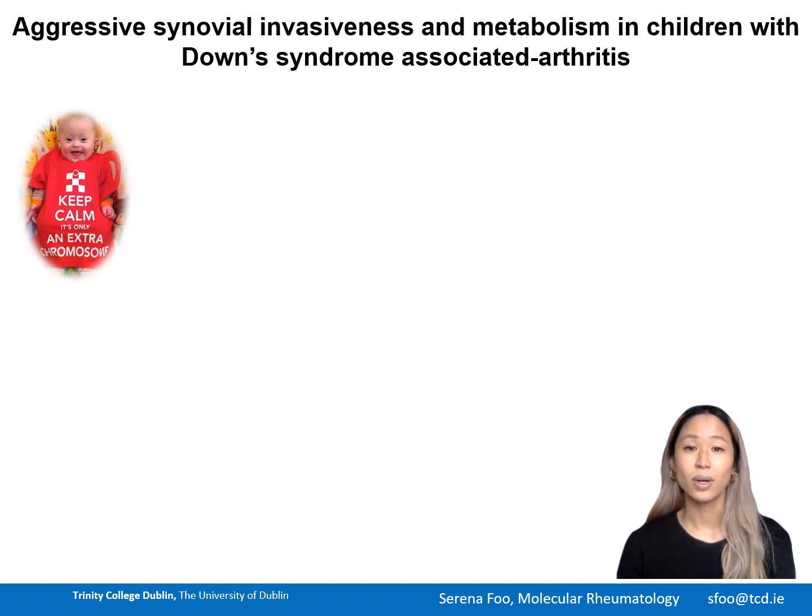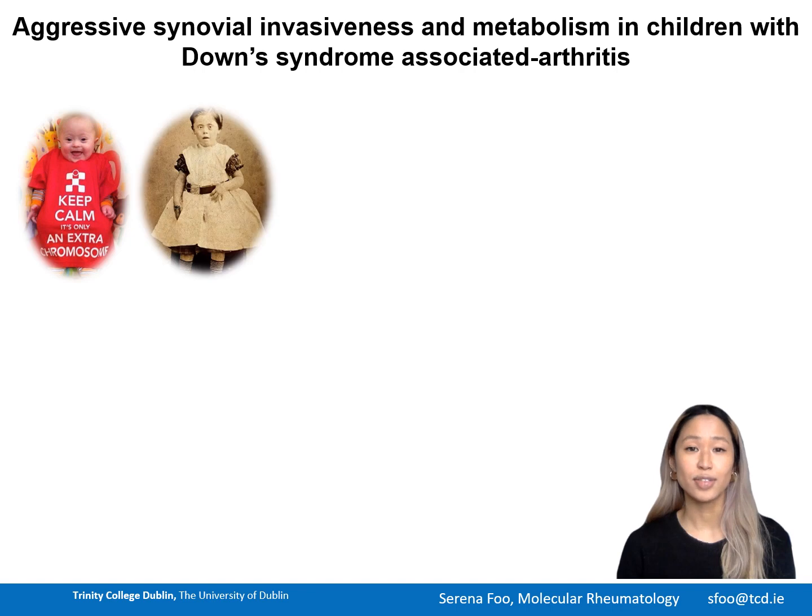In 1990, the world's largest case series of children with DA was reported with a total patient number of 9. However, this photograph was taken in 1884, and it's clear that this little girl who has Down syndrome also has inflammatory arthritis in her hands.